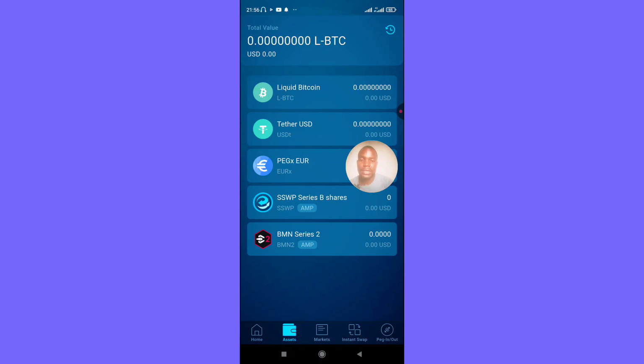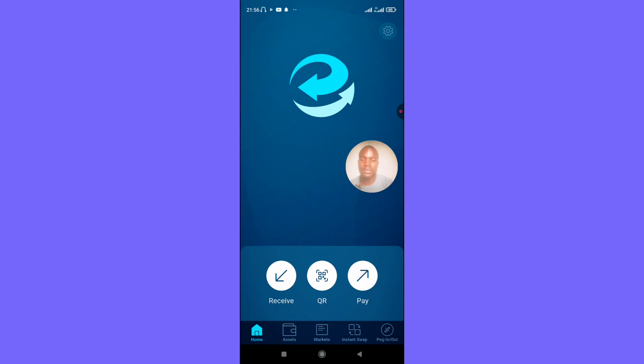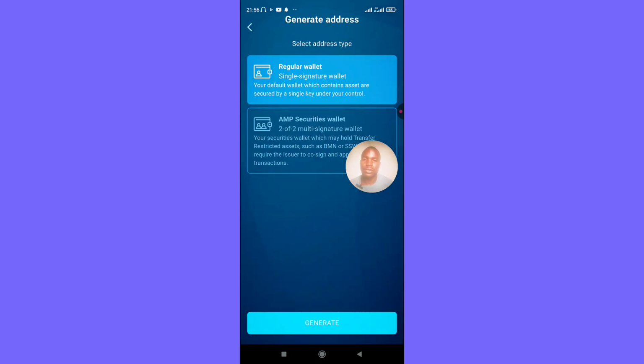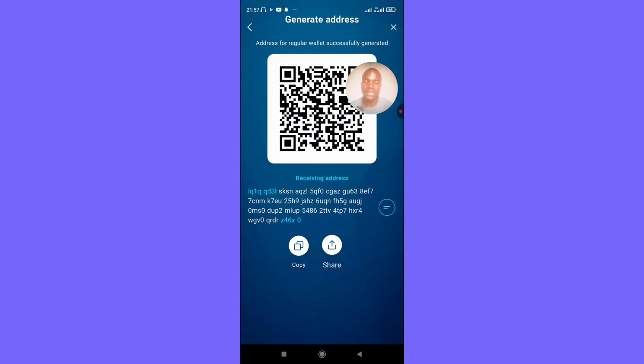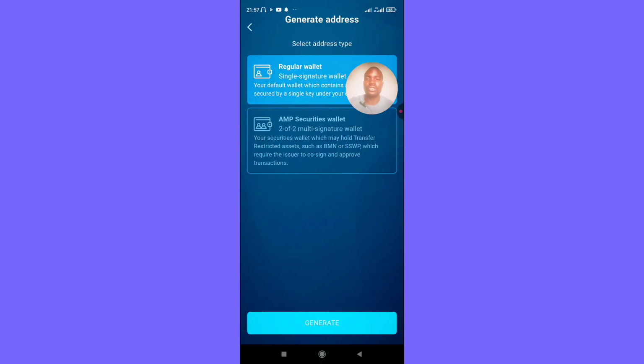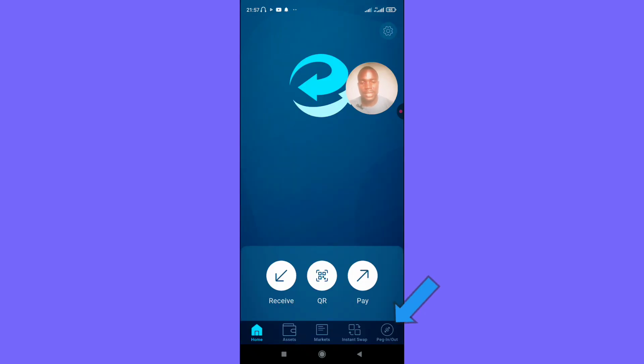So if I come here under home, there's a receive button. So let's assume I have Bitcoin on my OKX, which I do have. Then I want to now receive here. So you can see there's a regular wallet and there's an AMP security wallet. So let's just click on the regular wallet, and then we've now generated an address. Looking at this address, this is a liquid address. So me having Bitcoin L1, I can't really send that L1 within here. So how do I get my Bitcoin into this wallet? That's where the peg-in feature comes in.